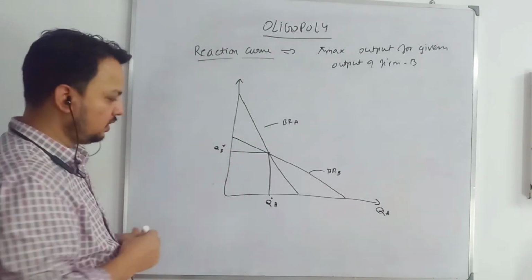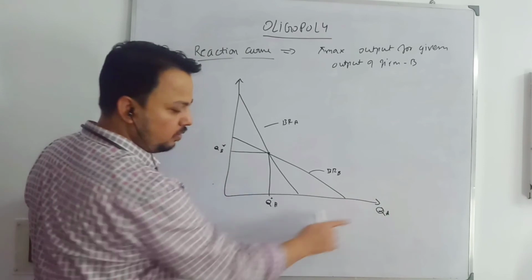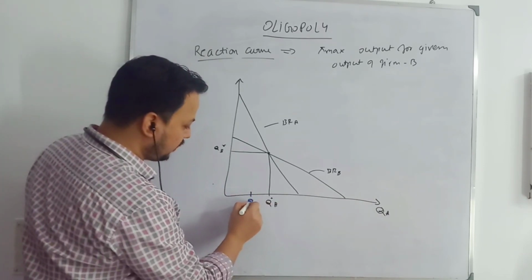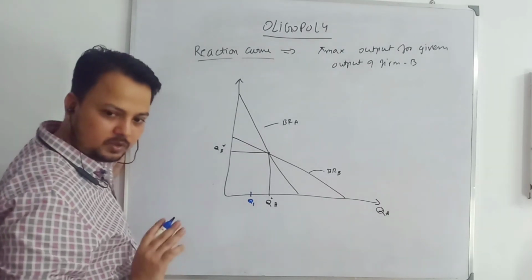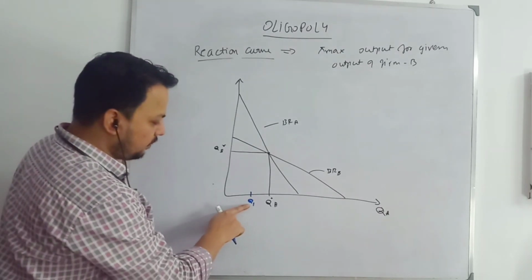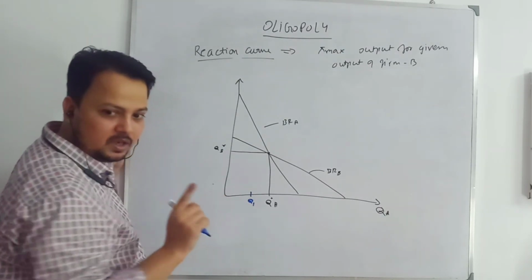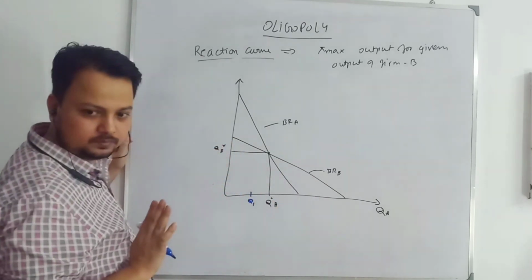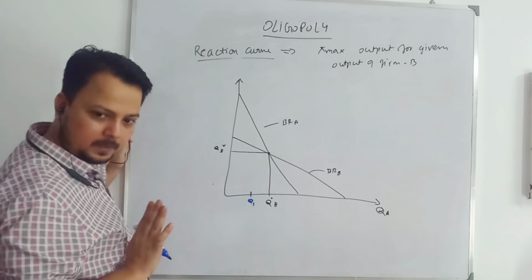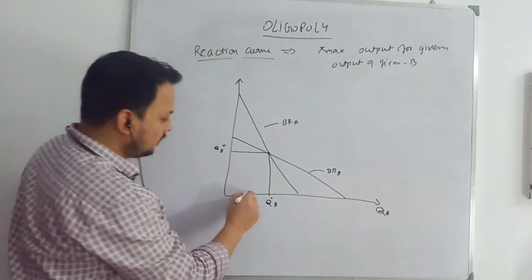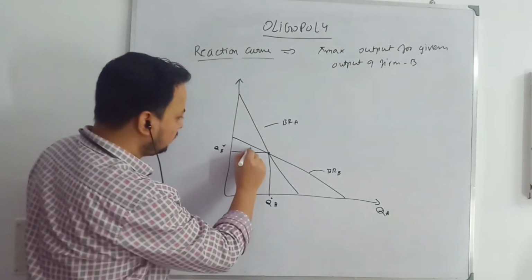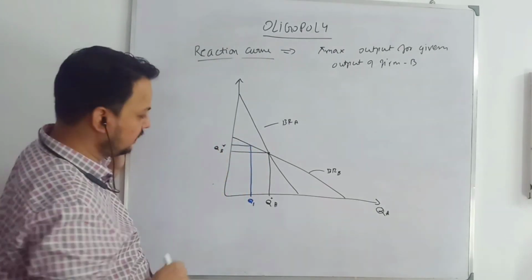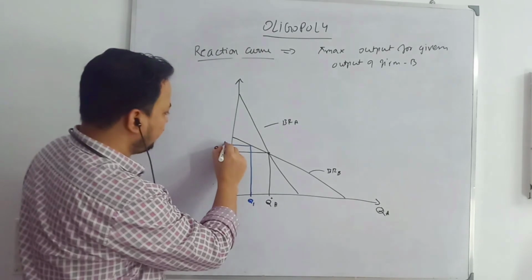Suppose firm A, or firm 1, whatever you want to say, decides to produce less output than the equilibrium output, say Q1. So if firm 1 produces Q1, firm 2 will react according to its reaction curve. Yes or no? So if firm 1 is producing Q1, firm 2 will produce higher than the equilibrium output. Let me put it, say Y1.